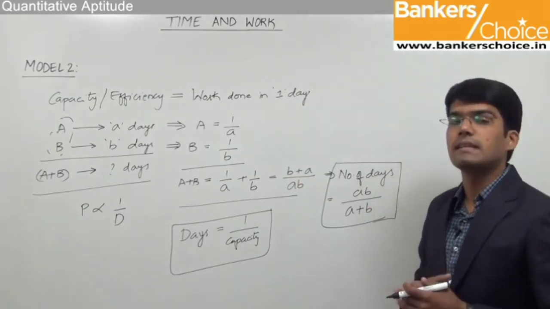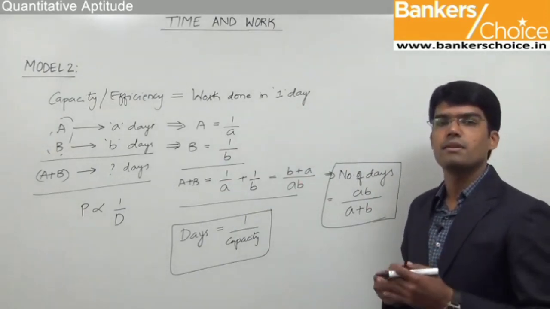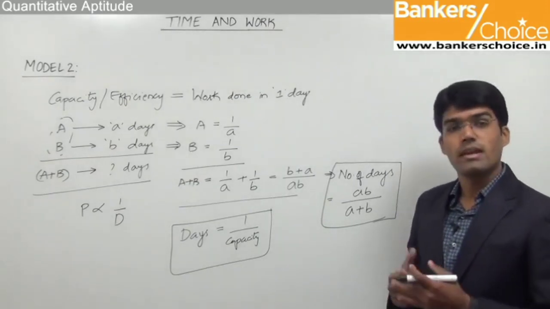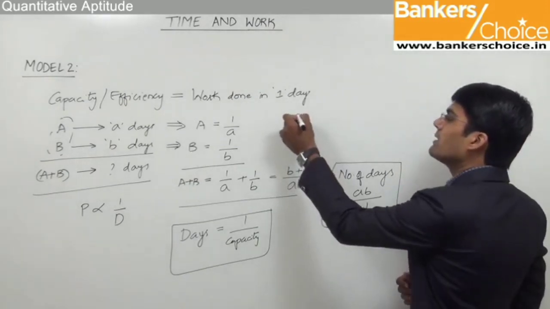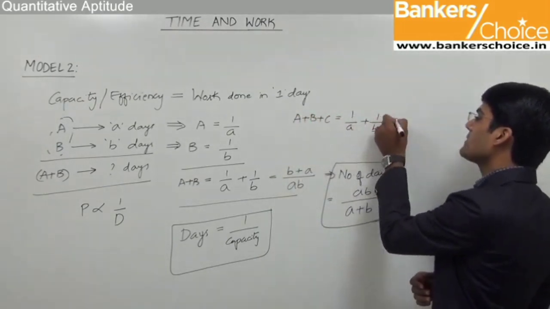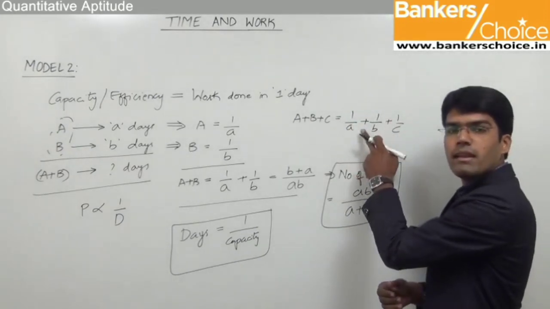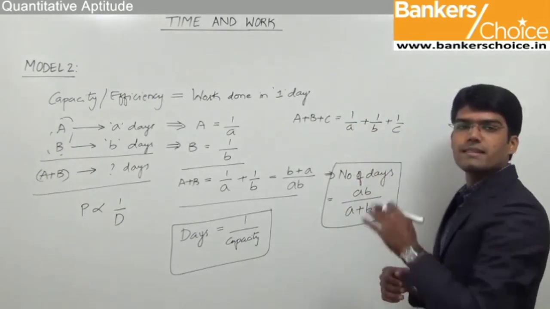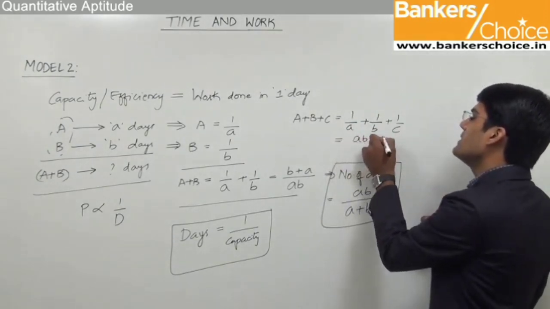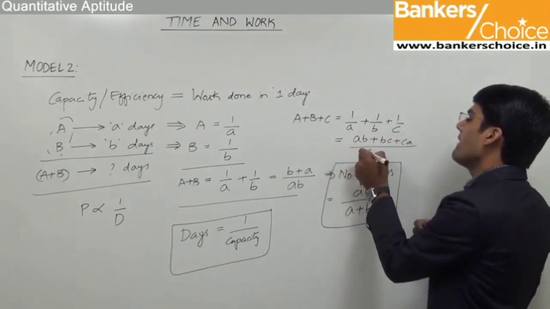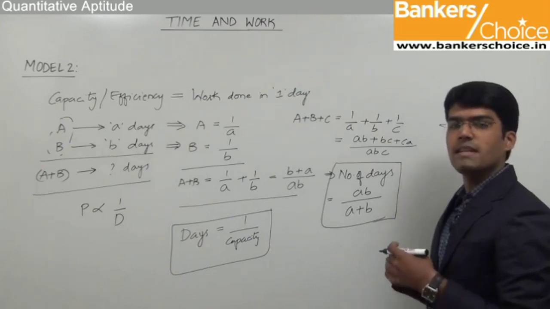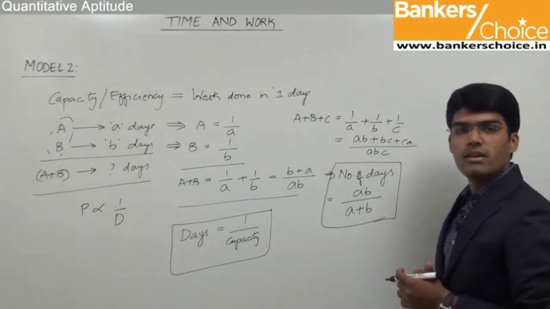Similarly, let us assume that there are 3 persons, A, B and C, where A can finish the work in A days, B can finish the work in B days, and C can finish the work in C days. So again, going by the capacity, we can say that the work done by A, B and C together in one day will be equal to 1 by A plus 1 by B plus 1 by C. This is nothing but the work done by A in one day, the work done by B in one day, and the work done by C in one day. So by simplifying this, we get AB plus BC plus CA by ABC. So this is the work done by A, B and C in one day. But as we need the number of days, we can simply reciprocate this to get the answer.